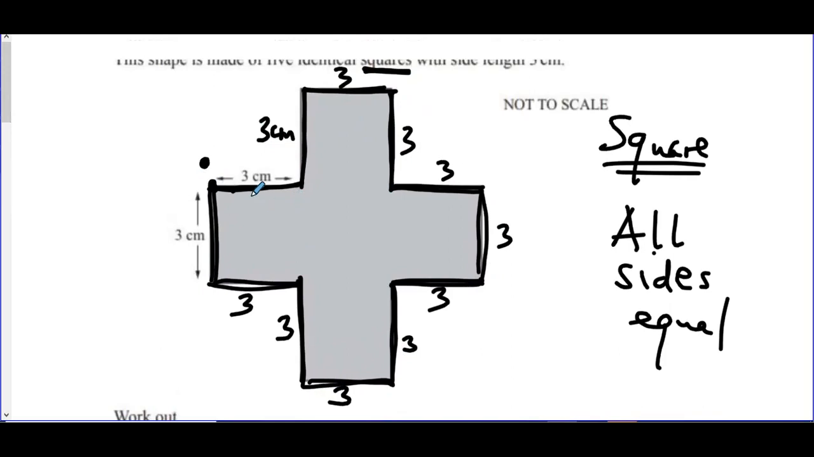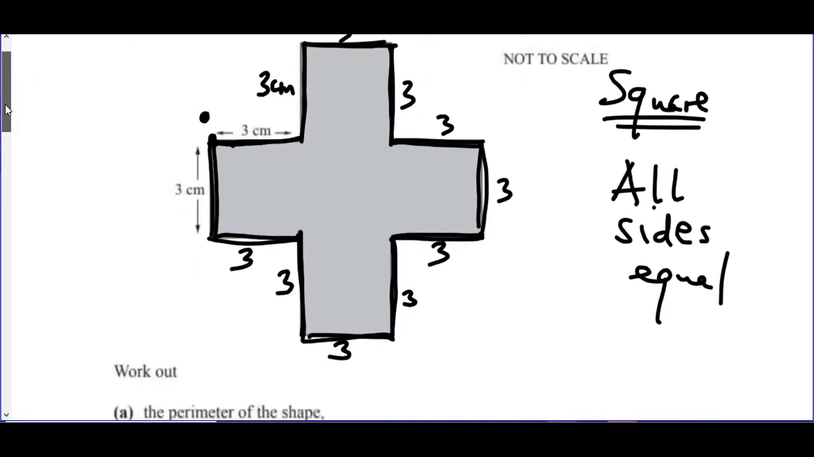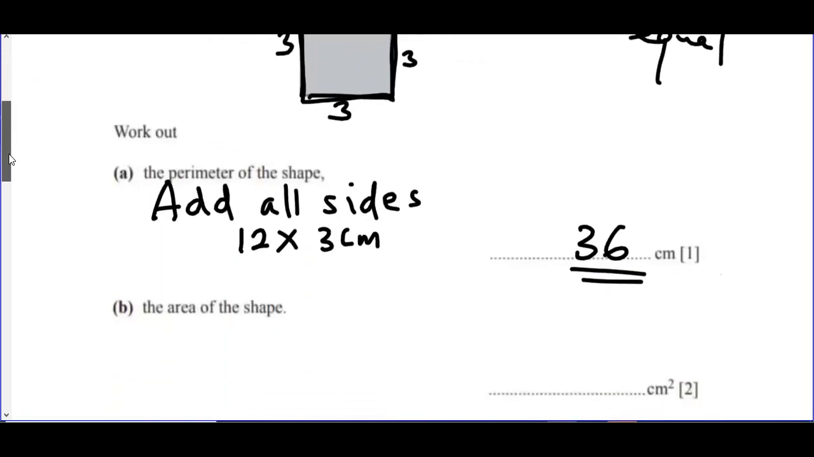So you can count. Let me check again. 1, 2, 3, 4, 5, 6, 7, 8, 9, 10, 11, 12. So I got it correct. There are 12 3s. Okay. So 12 times 3, 36 centimeters is your perimeter.